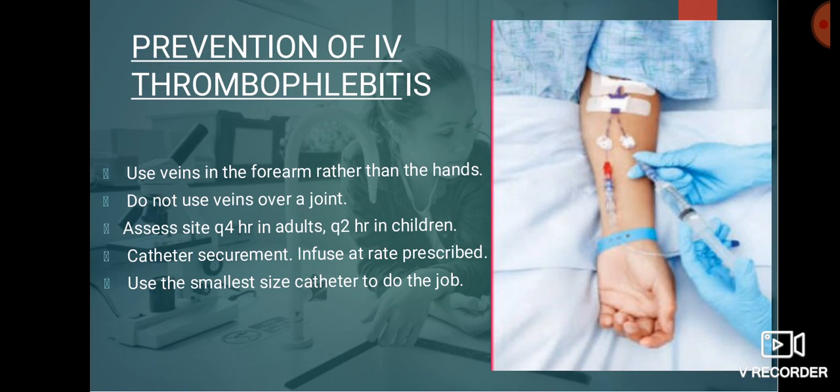Next, prevention of IV thrombophlebitis. Use veins in the forearm rather than the hands. Do not use a vein over a joint. Assess the site every 4 hours in adults, every 2 hours in children.